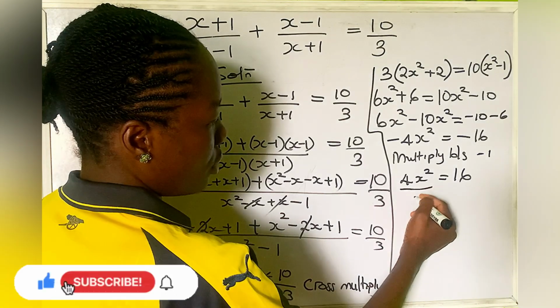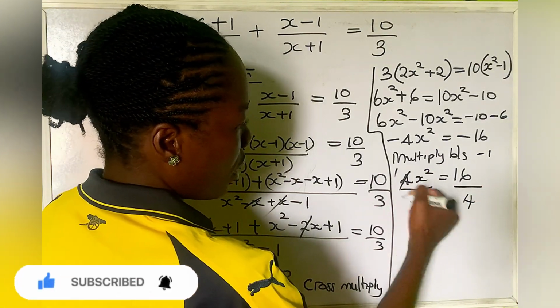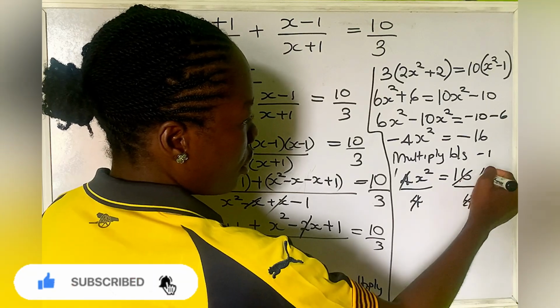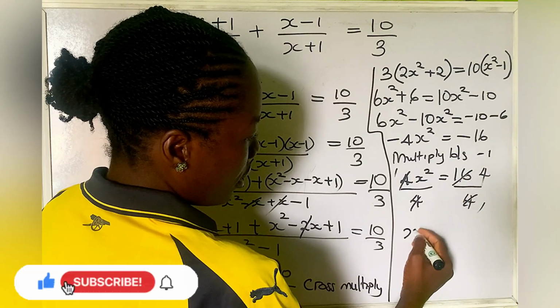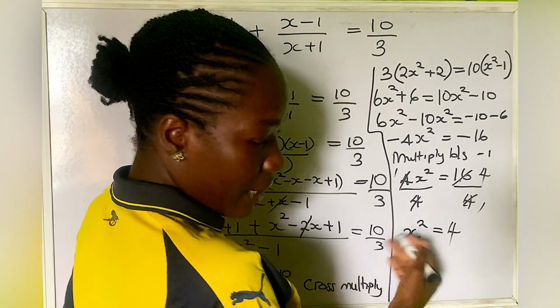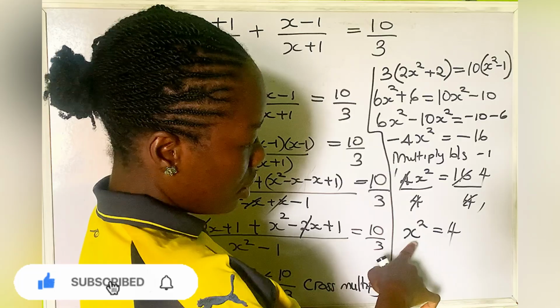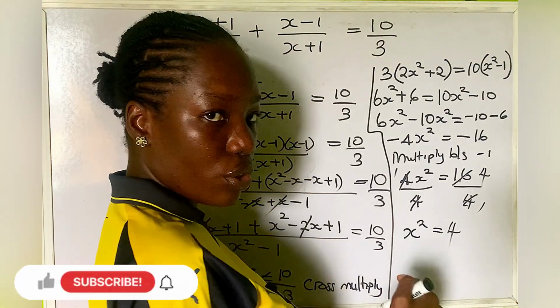To do that, we'll have this over 4 over 4. 4 cancel 4, 1. 4 here, 4, right? So we'll have x squared is equal to 4. We are looking for the value of x, but because of the square, we introduce square root.